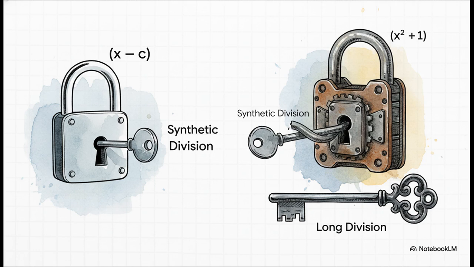And the second pitfall is using the wrong tool for the job. Look, synthetic division is awesome. It's fast, it's clean, but it only works for simple linear divisors, something like x minus a number. If your denominator has an x squared, or even just a number in front of the x, like 2x minus 1, play it safe. Just use long division. It'll save you from making a silly mistake.